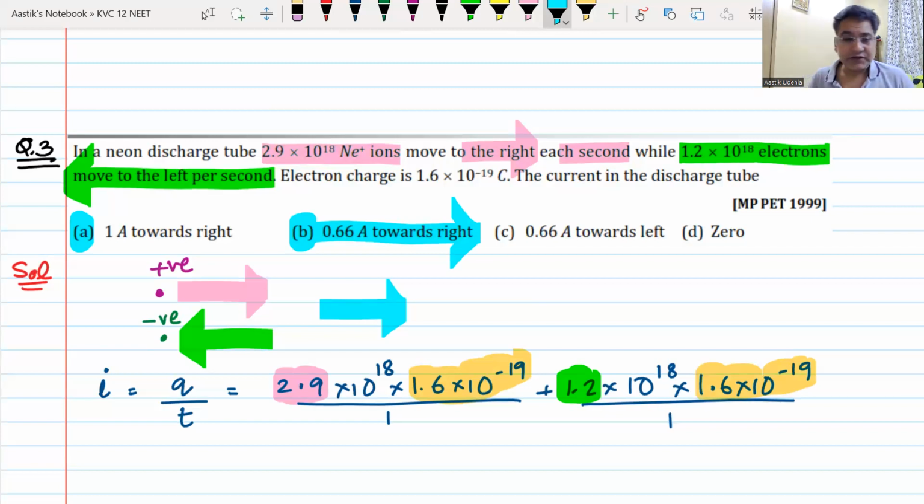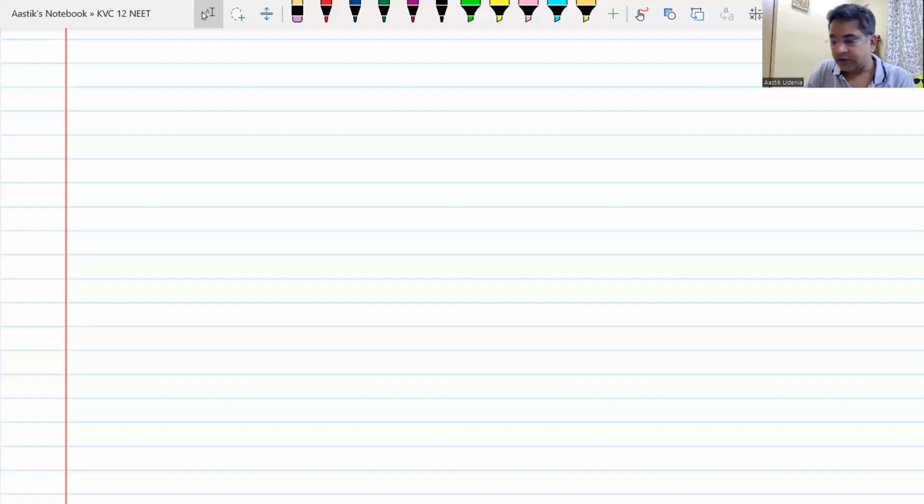Anyone got the answer for this one? I'll give you 1 minute to note the question down, and then we will move ahead. Let me know once you are done. So you have noted this down, then we move ahead.